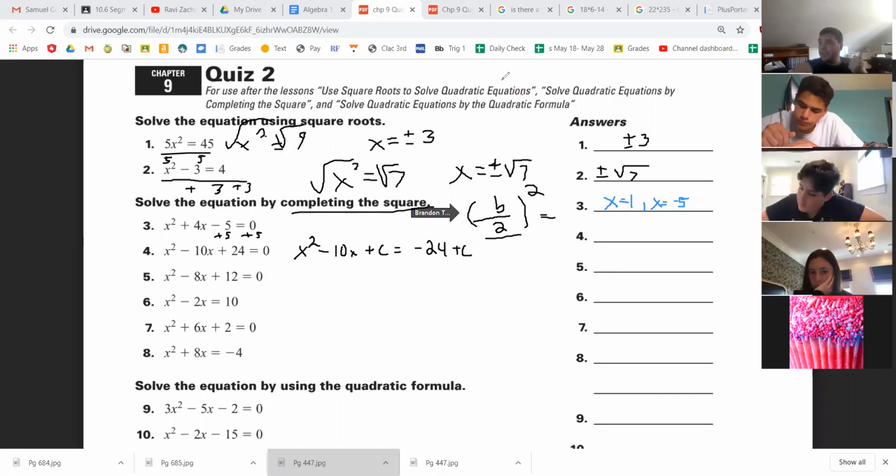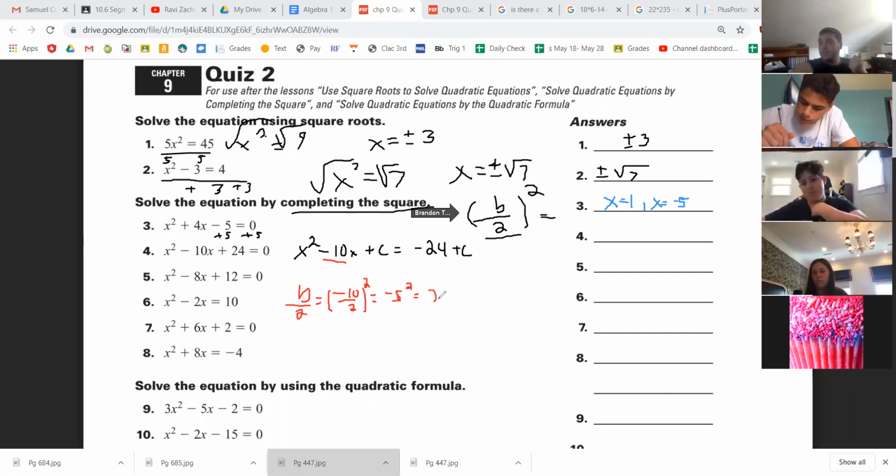We're going to use this equation over here. So it's going to be b over 2 squared. B in this case is the number in front of x. So that's -10 over 2, squared. That's -5 squared. Keep in mind that -5, that's going to be important later. That's going to be 25. So c is 25. Why'd you square it? It's a part of the equation. Oh, okay. So then it should be here, I guess, too.